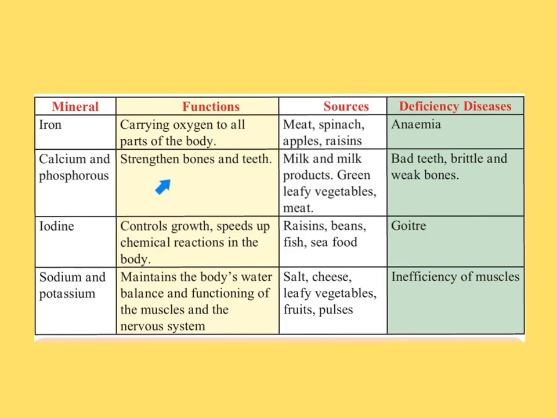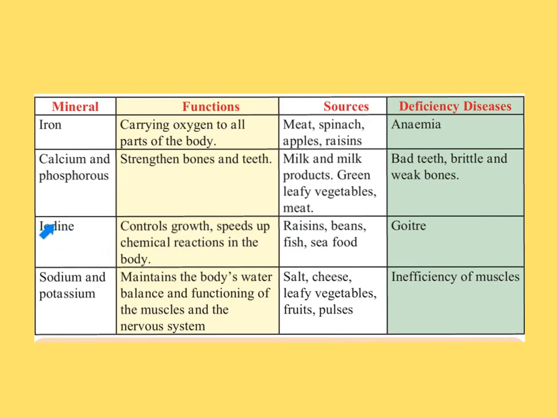Now, what is the deficiency disease that is caused if we are not taking proper intake of calcium and phosphorus? It is bad teeth, brittle and weak bones. Now, brittle means not very strong, and our teeth will also not be very strong. They will get decayed and our bones will be weak. Therefore, we should see to it that our diet contains calcium and phosphorus in the right amount. So the sources are milk and milk products, green leafy vegetables, meat, etc.